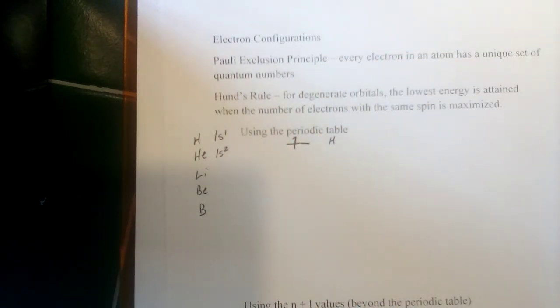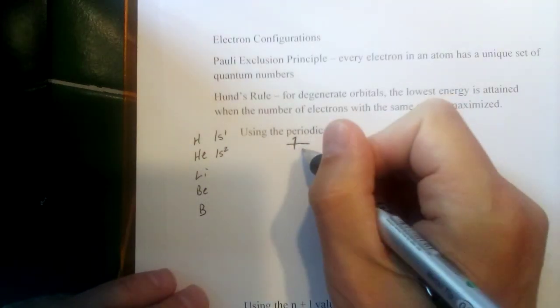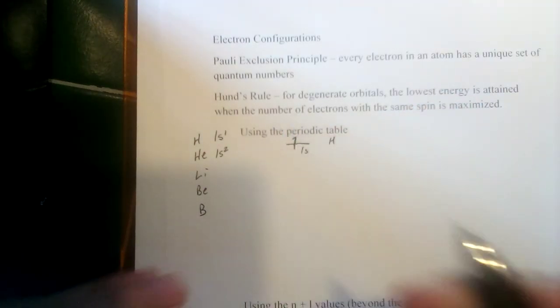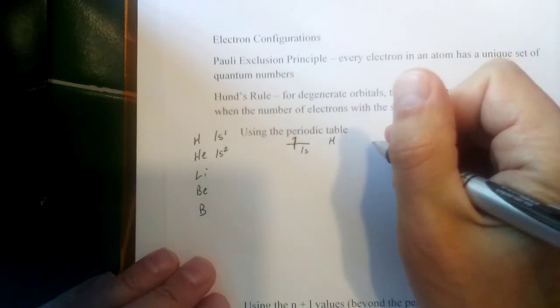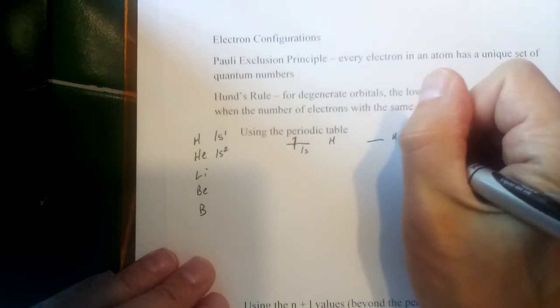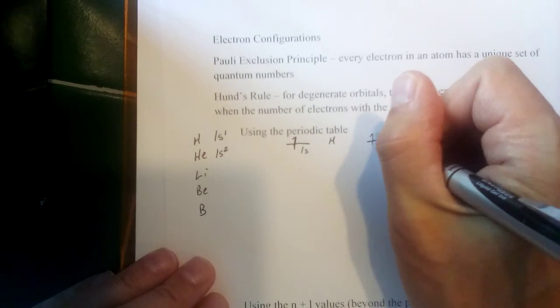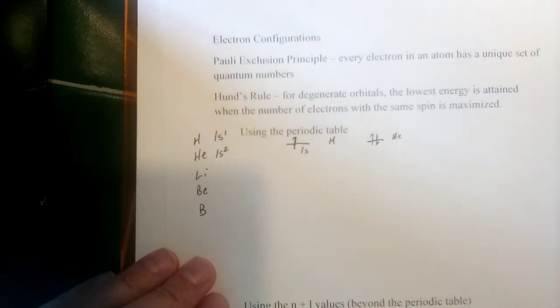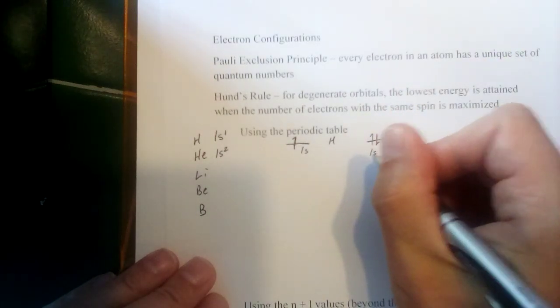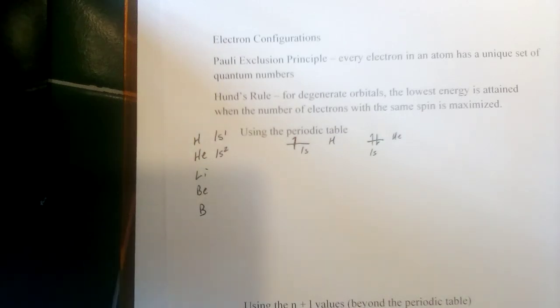If the point of the arrow is up, that's m sub s equals plus 1/2. If we point an arrow down, that's m sub s equals minus 1/2. So for hydrogen, if we think about what the 1s orbital looks like, it's just got the arrow pointing up. If we go to helium, though, that second electron would be represented by an arrow pointed down. So still the 1s orbital, but now it's got 2 electrons in there.